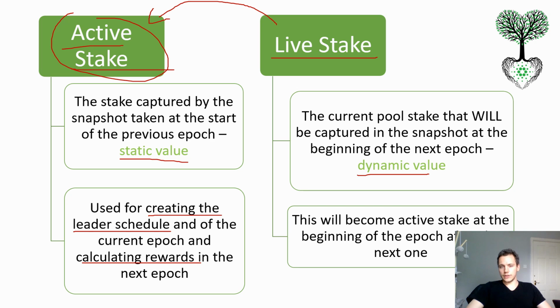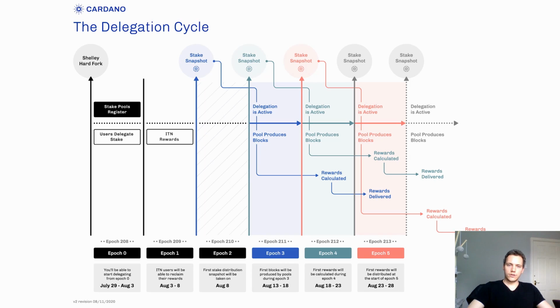And yeah, that's what I said. So it will become the active stake at the beginning of the epoch after the next one. So let's just get back to our graphic. The last time we stopped here when delegation was active, and we know now that the active stake is what controls how blocks are assigned. And then after that epoch ends and we go into the next one, we get to the rewards calculations. So let's get into that.